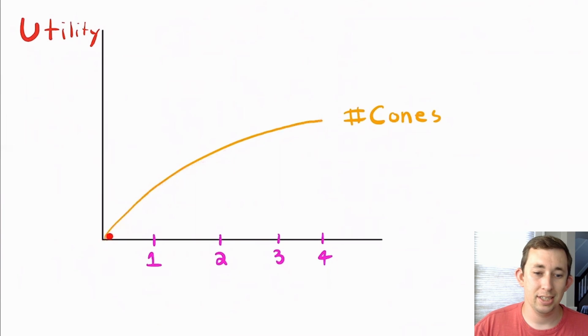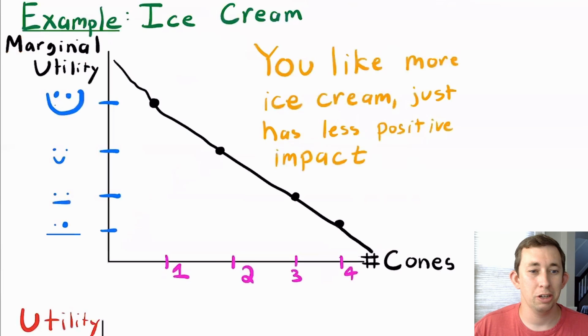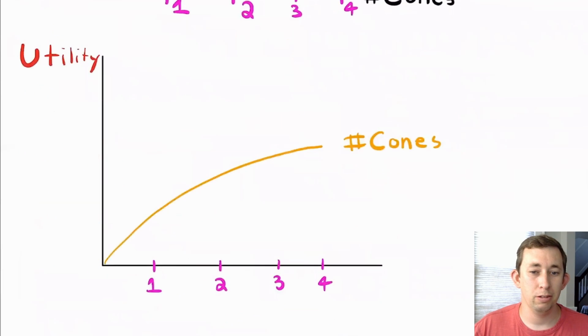So what that means is that my utility function starts off pretty steep and gets flatter as I get more and more ice cream cones, which again is the same thing as saying that I have diminishing marginal utility. So this is a way you can look at the utility function and figure out whether or not you might have diminishing marginal utility.